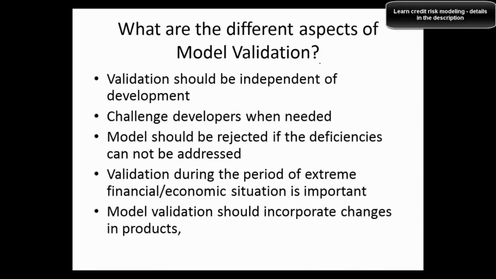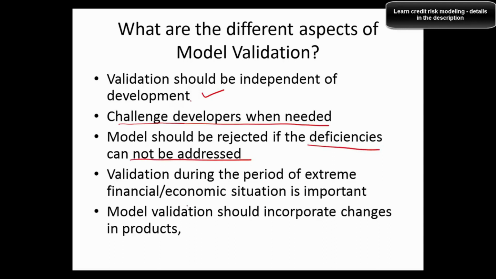What are the different aspects of model validation? These are the points to keep in mind. Validation should be independent of development. Hence, the development team should be different from the validation team. The development team cannot validate the models. There has to be an independent team that will challenge the model developer. So challenge the developer when needed. Models should be rejected if the deficiency cannot be addressed.